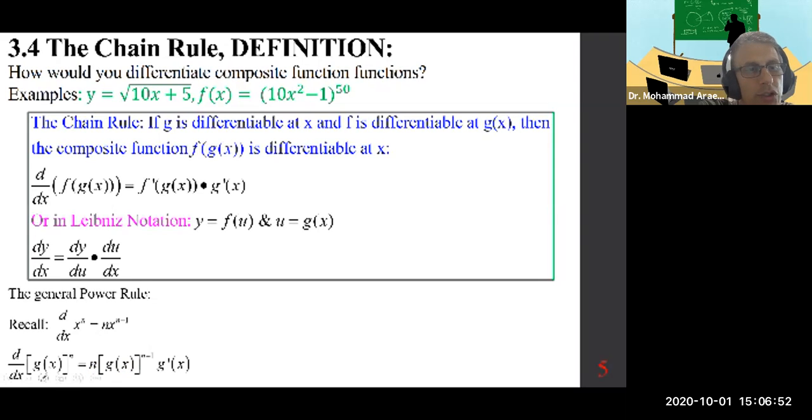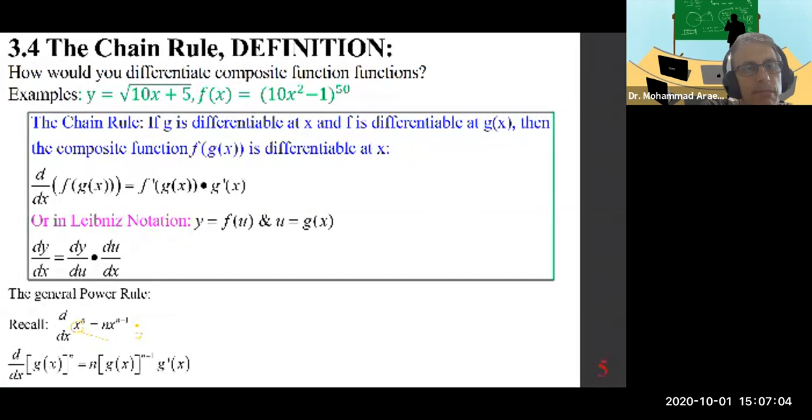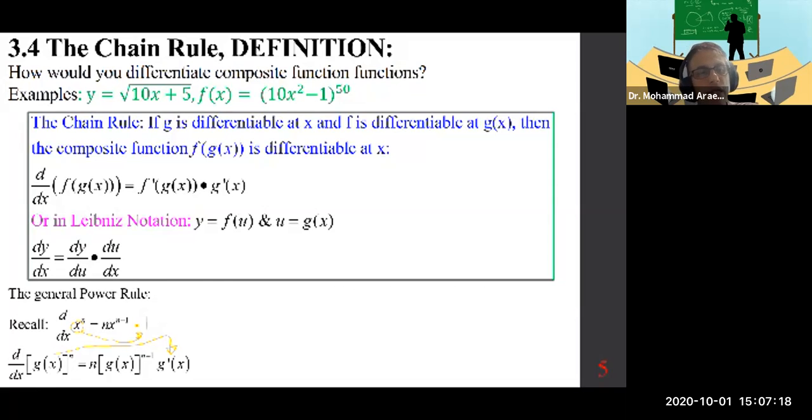Okay. Now, what changes? If you look at this one, the base is x, and everybody, what is the derivative of x? 1. Do we have to write it? It makes no difference. But what is the derivative of g of x? It is g prime of x. Should we write it? Yes, it does make a difference. That is one way to remember the concept. Okay, so g prime of x.